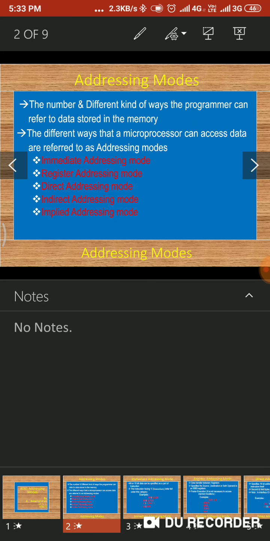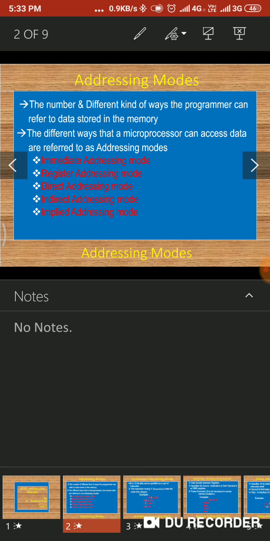Addressing mode. The definition for addressing mode is the way of specifying the address. That is, the way of specifying the address in the instruction is called the addressing mode. It is also referred to as the different ways that a microprocessor can access data. There are 5 types of addressing modes available. These are immediate addressing mode, register addressing mode, direct addressing mode, indirect addressing mode, and implied addressing mode.